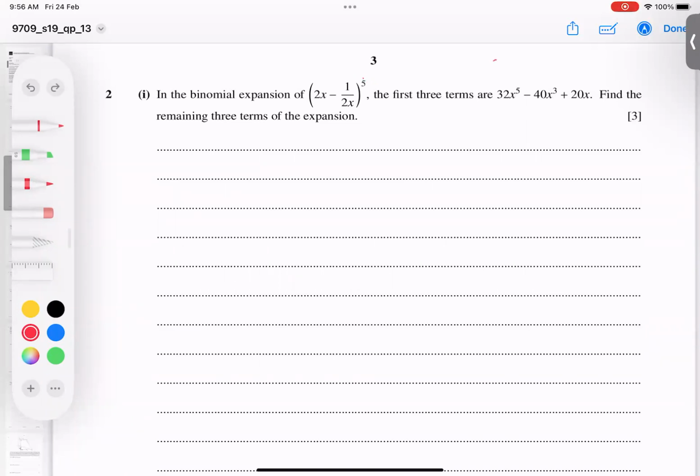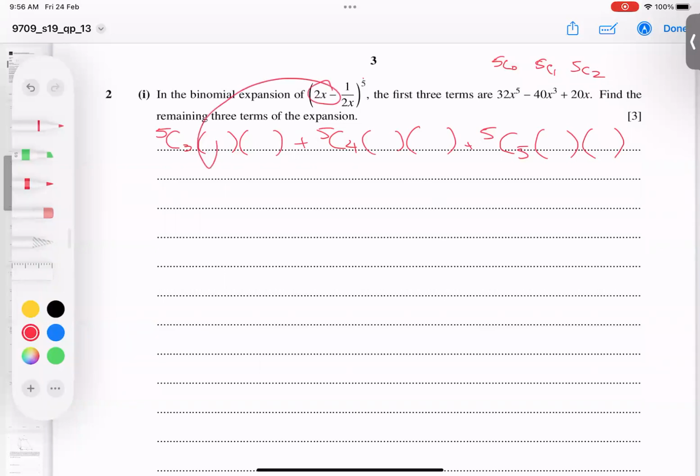Already this is 5C0. There's 5C1 and 5C2. These 3 terms you know very well, so I'll start from 5C3. So 5C3, 2 brackets, then 5C4, 2 brackets, and 5C5, 2 brackets.